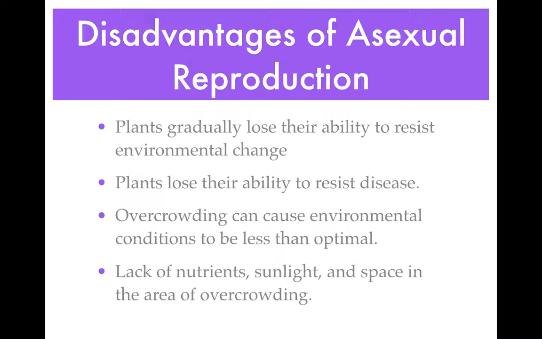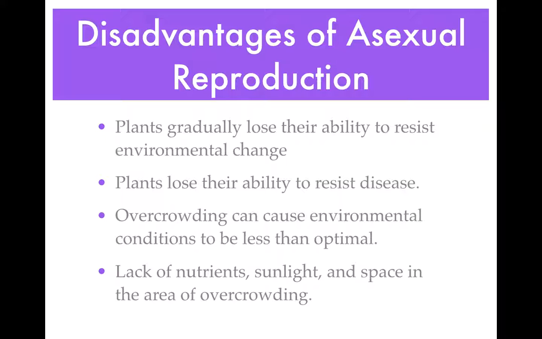Overcrowding can also be a major issue. If you think about asexual reproduction, it's fast, it's quick, it's easy, and every single plant can just keep on reproducing without the need for another pollinator. So space can quickly become crowded. And when space becomes overcrowded, then there aren't as much nutrients or sunlight or water available to support all of the individuals in that area. So overcrowding can be a major problem.